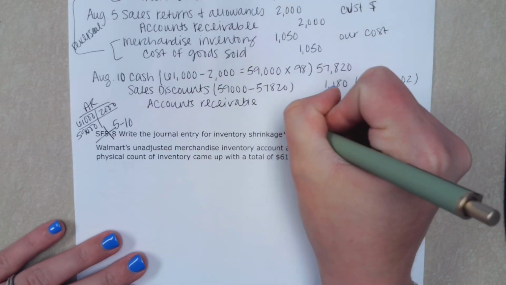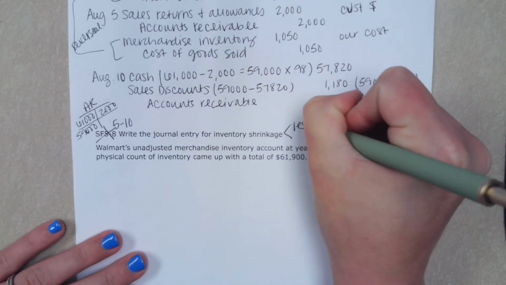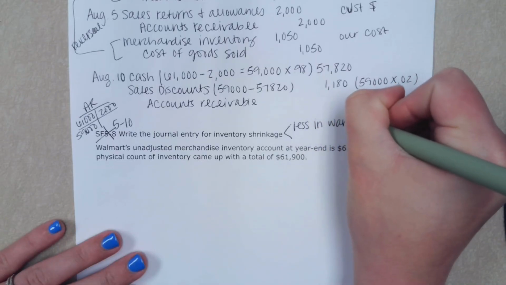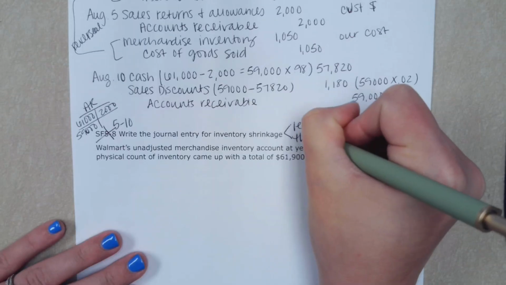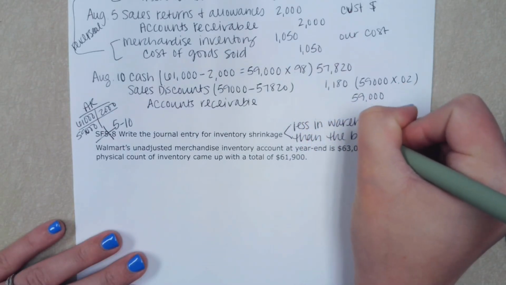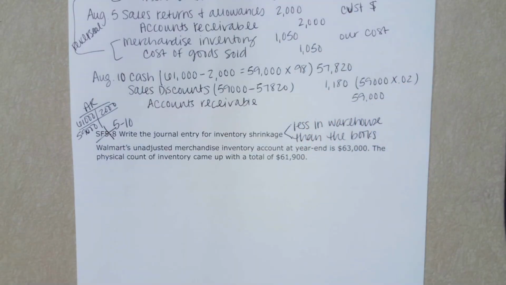This just means that there is less in the warehouse than we have on the books. Okay, that's all that means when we say shrinkage. So it says Walmart's unadjusted merchandise inventory account at year end was 63,000. The physical count of the inventory came up with a total of 61,900.